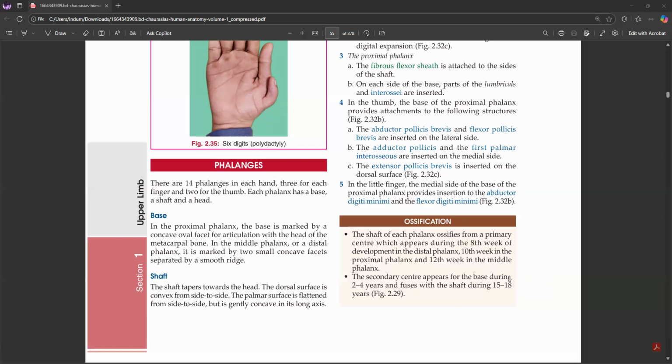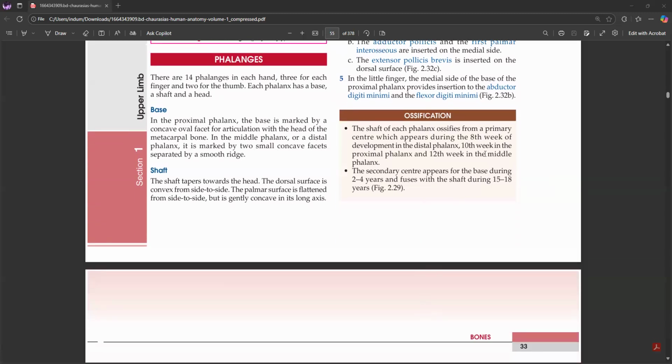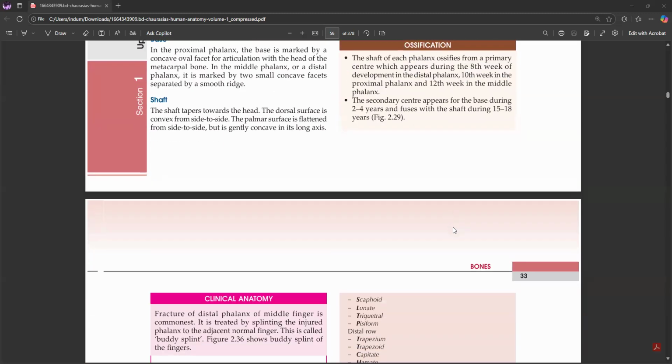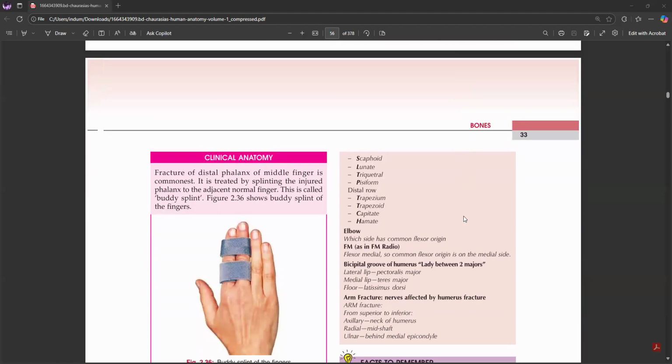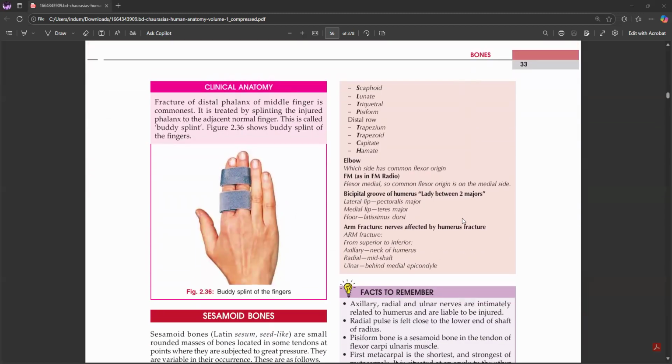Figure 2.32b. Ossification. The shaft of each phalanx ossifies from a primary center which appears during the 8th week of development in the distal phalanx, 10th week in the proximal phalanx, and 12th week in the middle phalanx. The secondary center appears for the base during 2 to 4 years and fuses with the shaft during 15 to 18 years, figure 2.29.